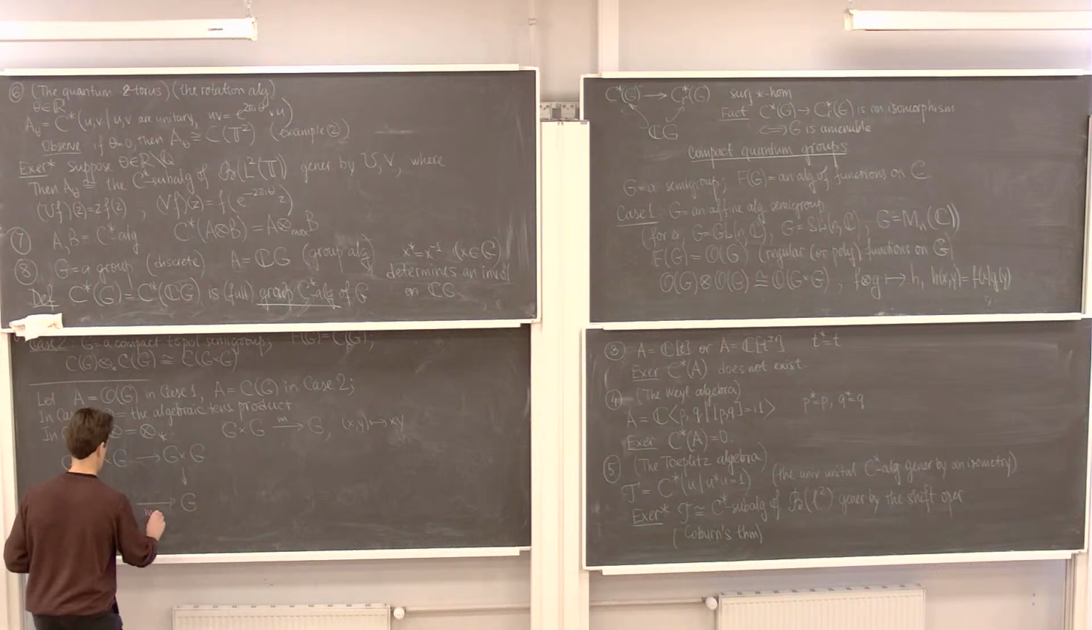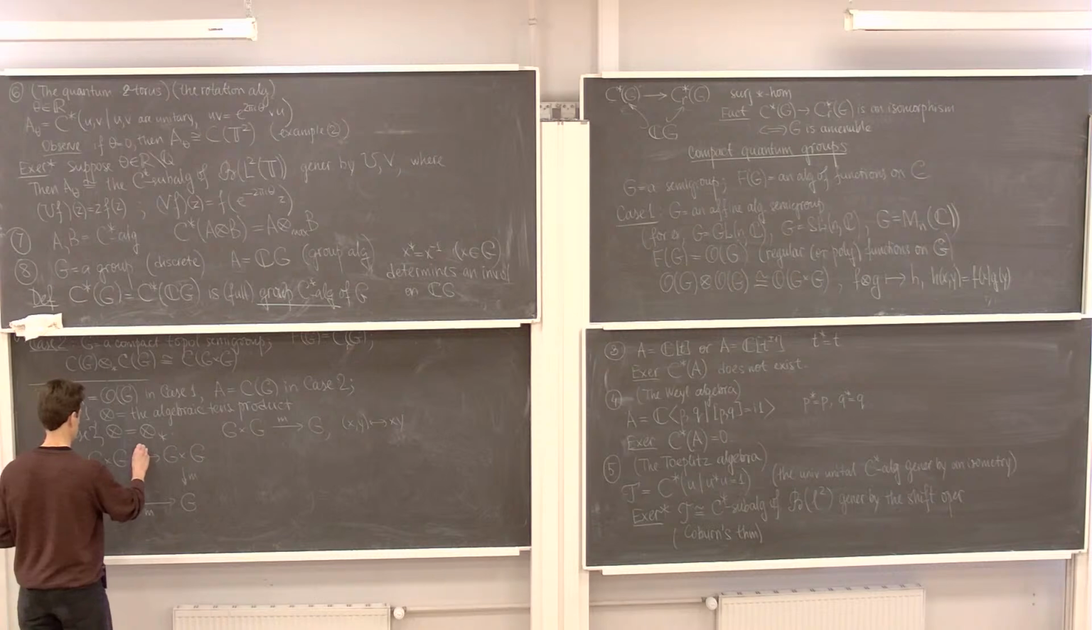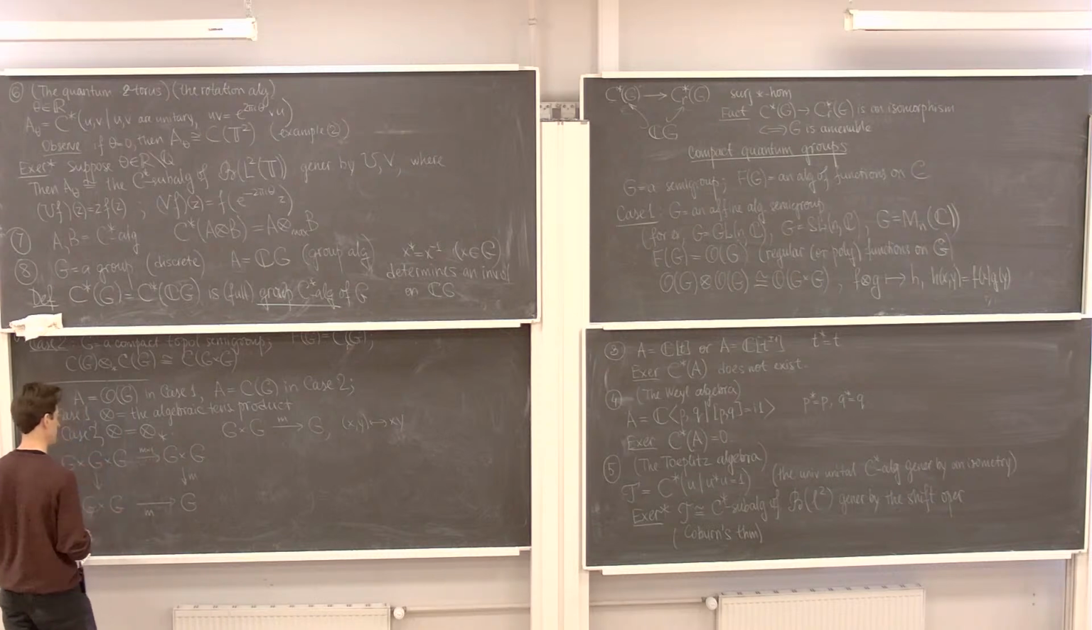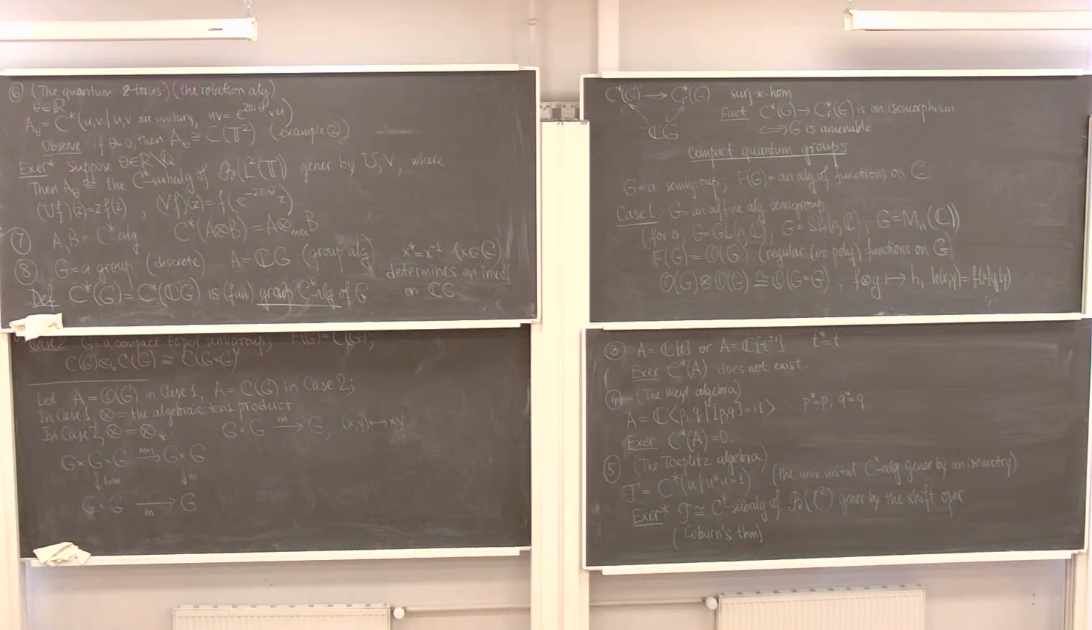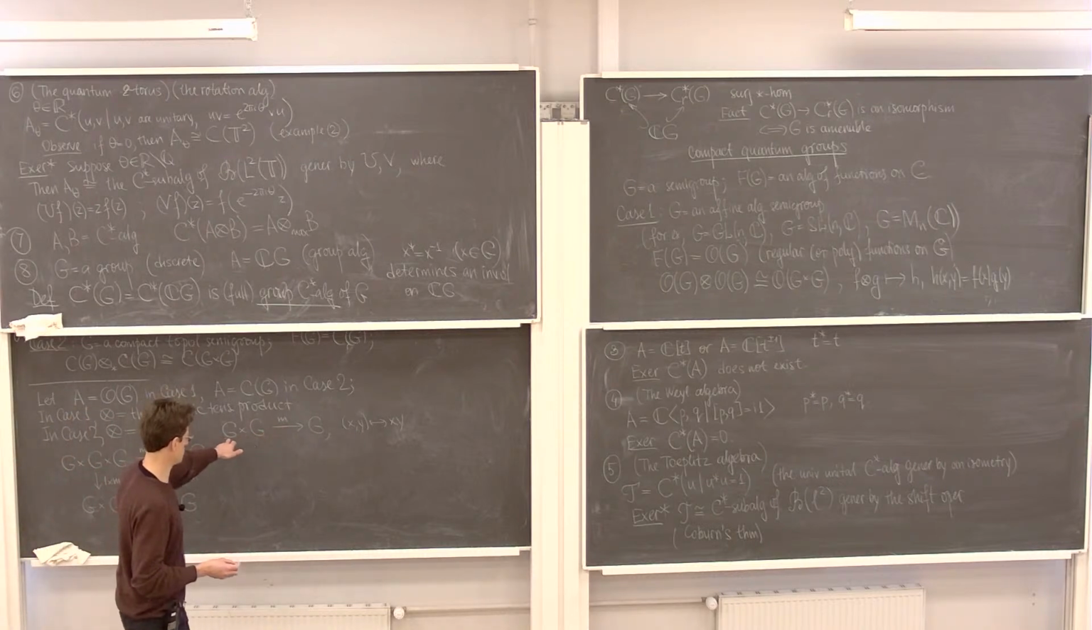This is M, this is M, this is M cross 1. 1 is the identity map, and this is 1 cross M. And the diagram is commutative. Okay, now let's dualize this map.